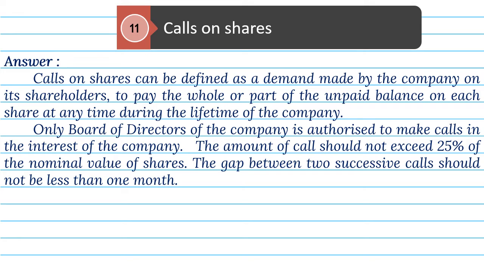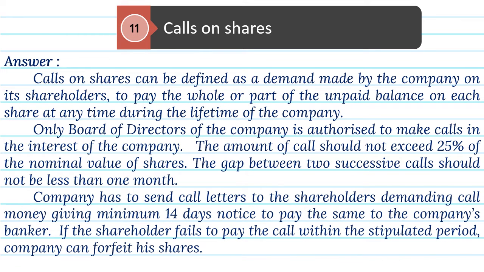The gap between 2 successive calls should not be less than 1 month. The company has to send call letters to the shareholders demanding call money, giving minimum 14 days notice to pay the same to the company's banker. If the shareholder fails to pay the call within the stipulated period, the company can forfeit his shares.